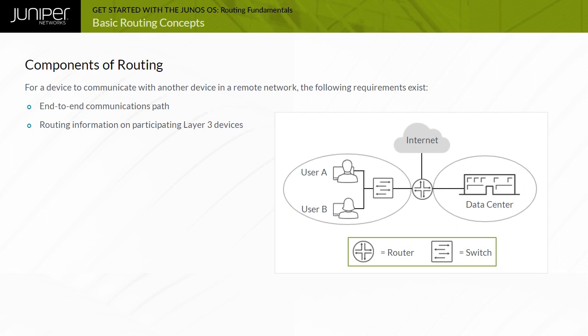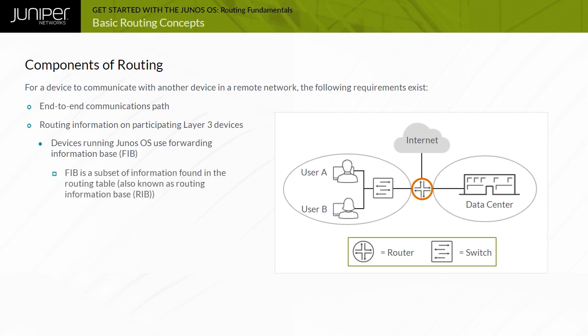The devices within the user and data center networks must have the proper gateway configured, which is the router that connects to those networks as well as to the Internet. The gateway device must determine the proper next hop for each destination prefix for transit traffic it receives. Devices running Junos OS use the forwarding table, also known as Forwarding Information Base, or FIB, which is a subset of information found in the routing table, also known as Routing Information Base, or RIB, to make this determination.